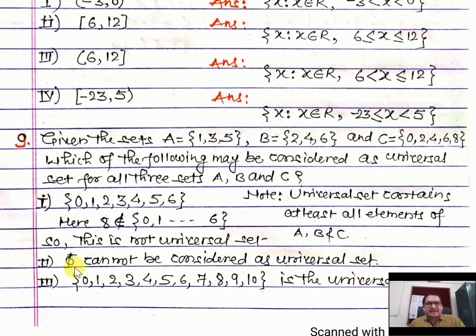Question number 9, second part, ∅ cannot be considered as a universal set. The reason is that this is the empty set. Third, {0, 1, 2, 3, 4, 5, 6, 7, 8, 9, 10}. Yeah, definitely this is the universal set. The reason is that it contains all elements of A, B and C.